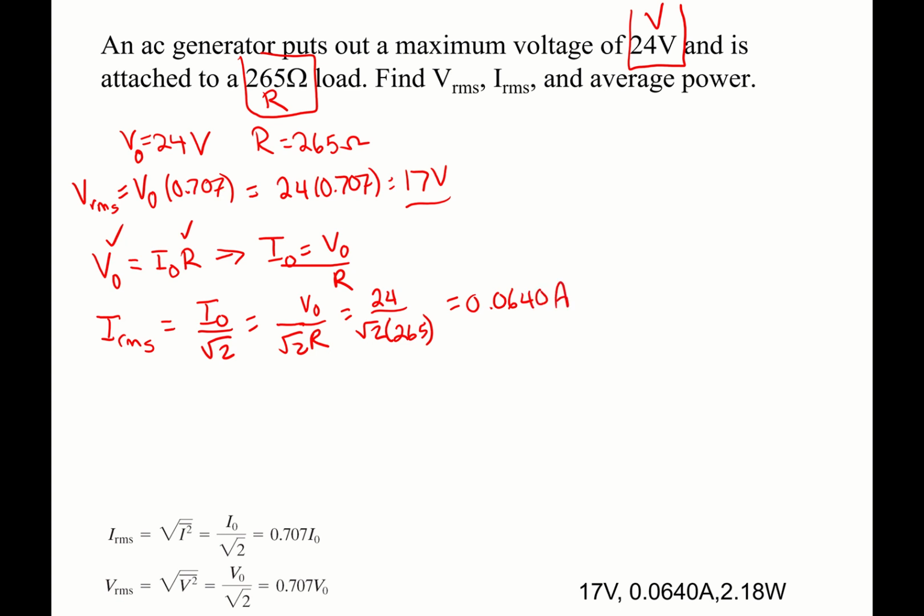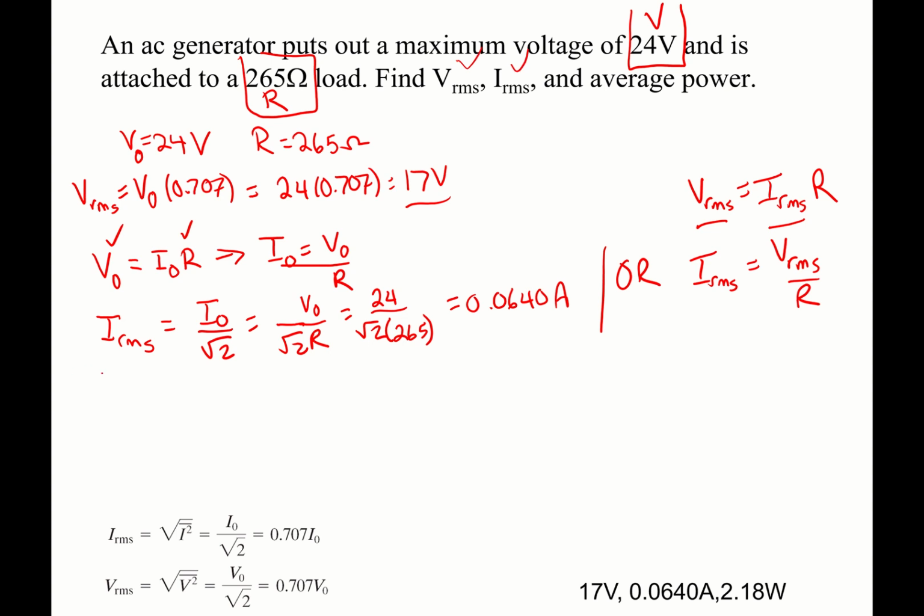0.0640 amps. Or I could use the fact that IRMS is equal to just VRMS over R, since VRMS equals IRMS times R. So the voltage at any point is equal to the current at that point times R. And if you do that, you're going to get the same number. All right, so I've done VRMS, I've done IRMS.